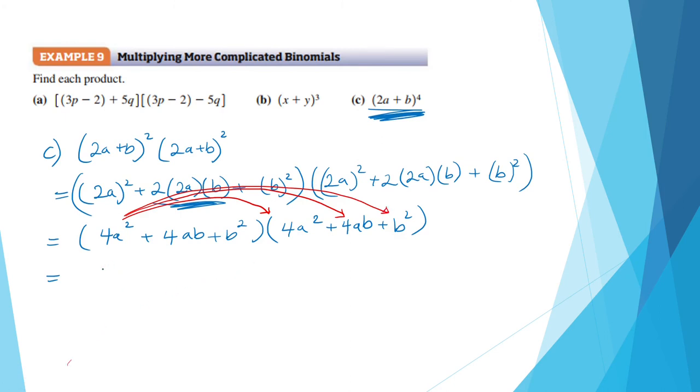So let's figure out what that is. This simplifies to 16a to the 4th plus 16a cubed b plus 4a squared b squared. So take your time with this. This is a good opportunity to make a mistake. Now we're going to do the second term times the entire right side. So these are the multiplications that we're going to perform.